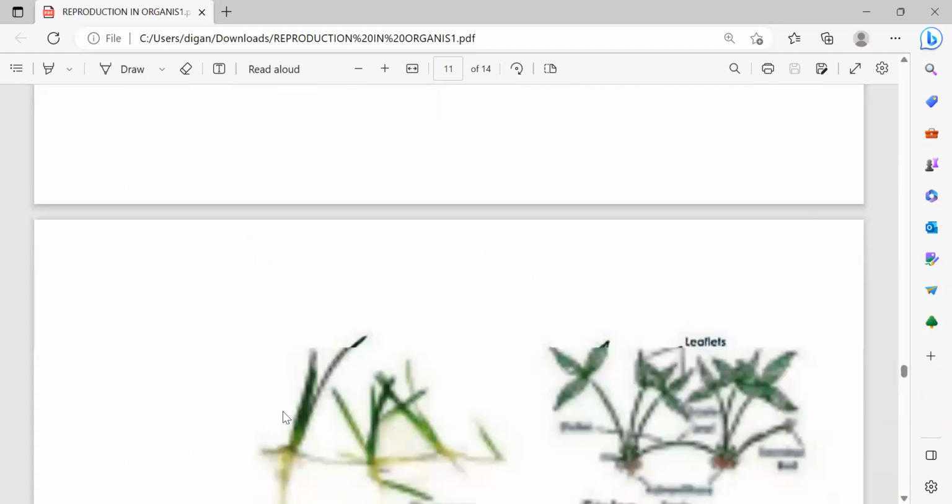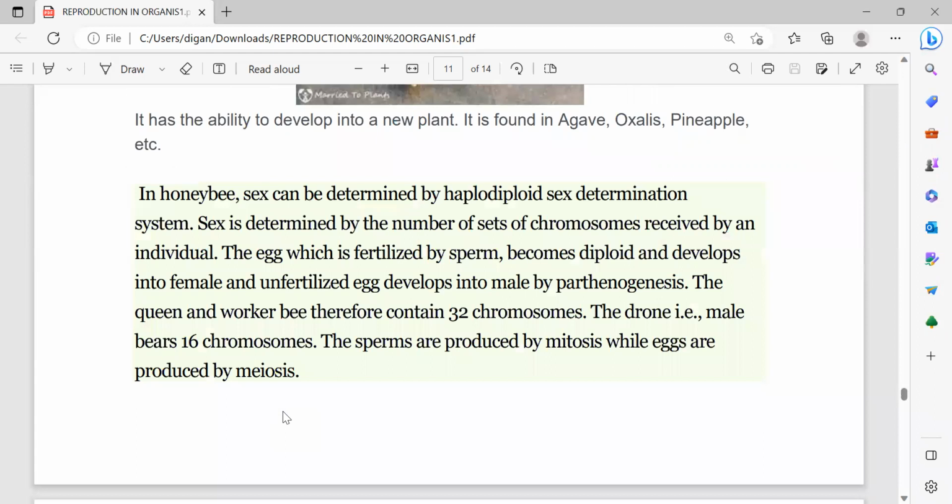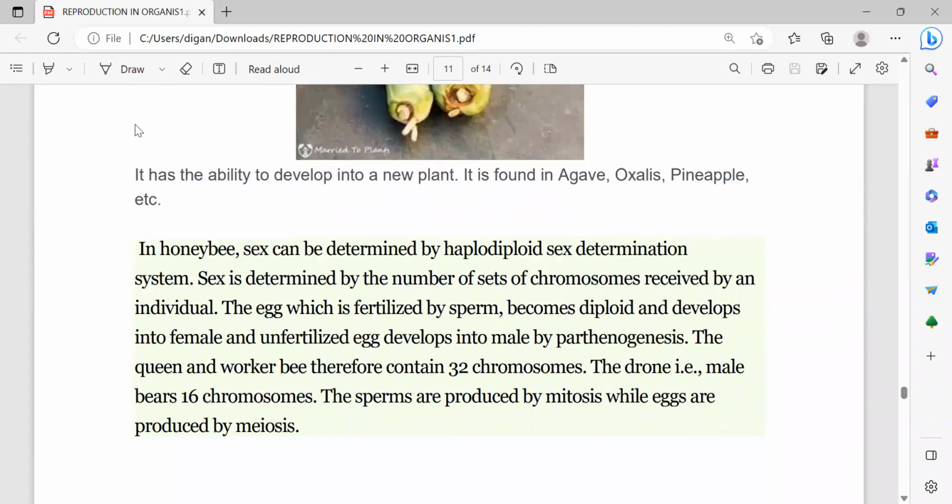Now go for the next part, that is honeybee. These types of reproduction we have already discussed, where no gamete formation or involvement of gametes takes place, meaning offspring are formed from only a single parent without gametes. But now come to the type of asexual reproduction where gametes are involved.